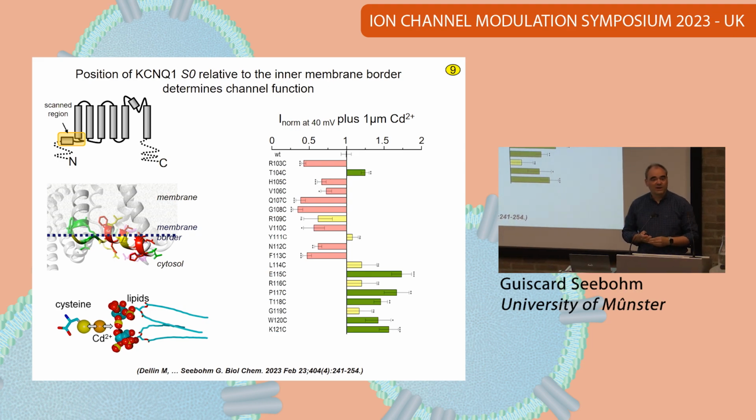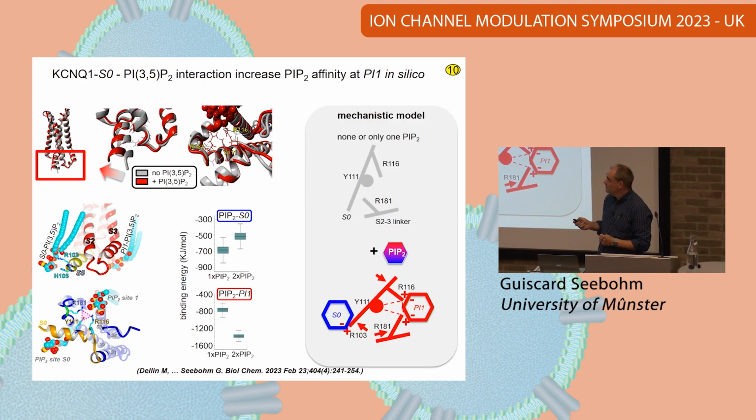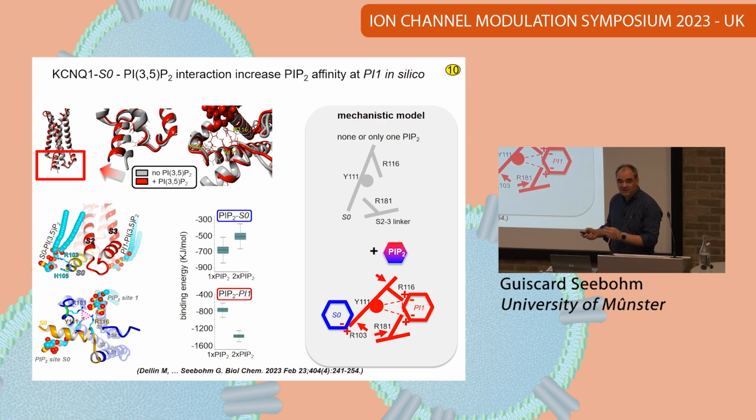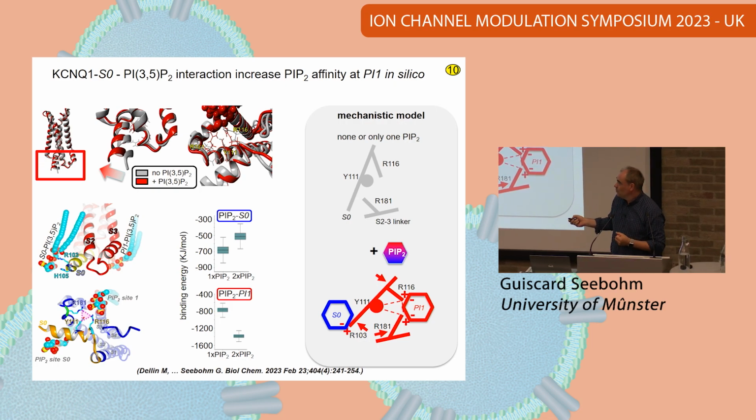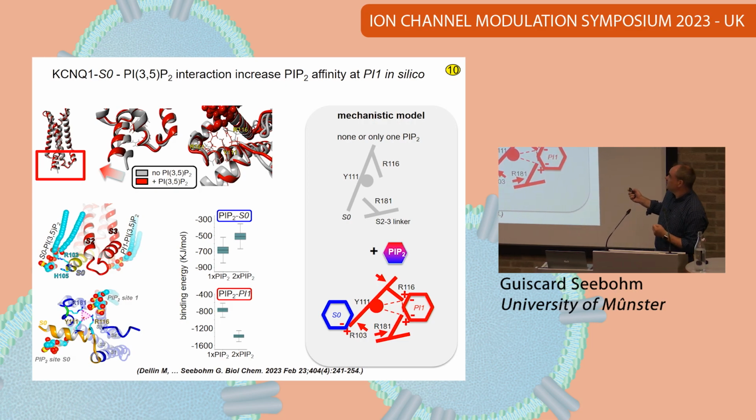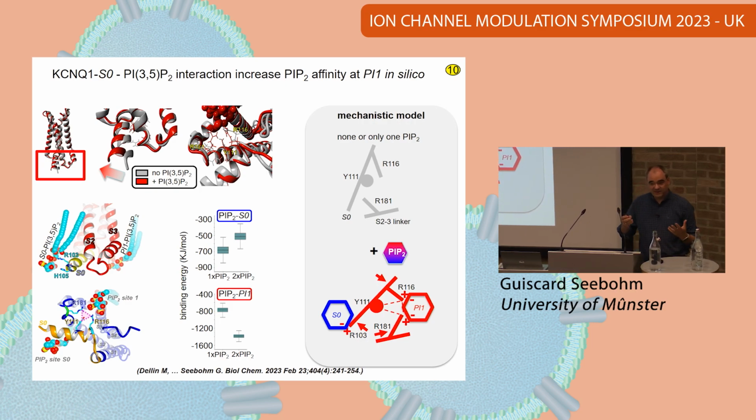So then we went into MD simulations, and this is basically what we got. We believe that there are two PIP2 binding sites, the one which is reported, and then an additional one in the outer S0. But what is that good for? When both PIP2s are present in these models, one can see that the affinity at the second binding site, so this one here, the already known one, is increased. So here the numbers, lower numbers mean higher affinity in silico, in the computer.